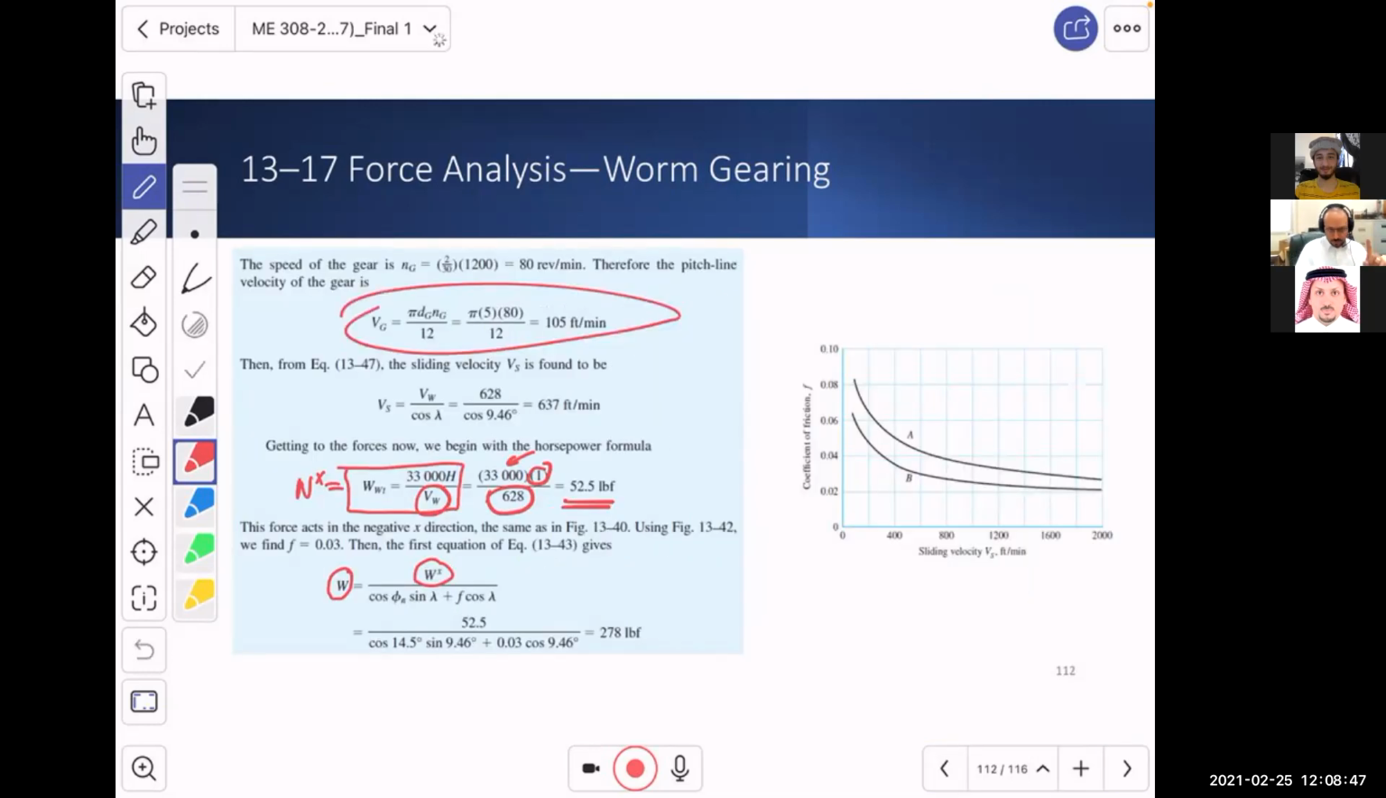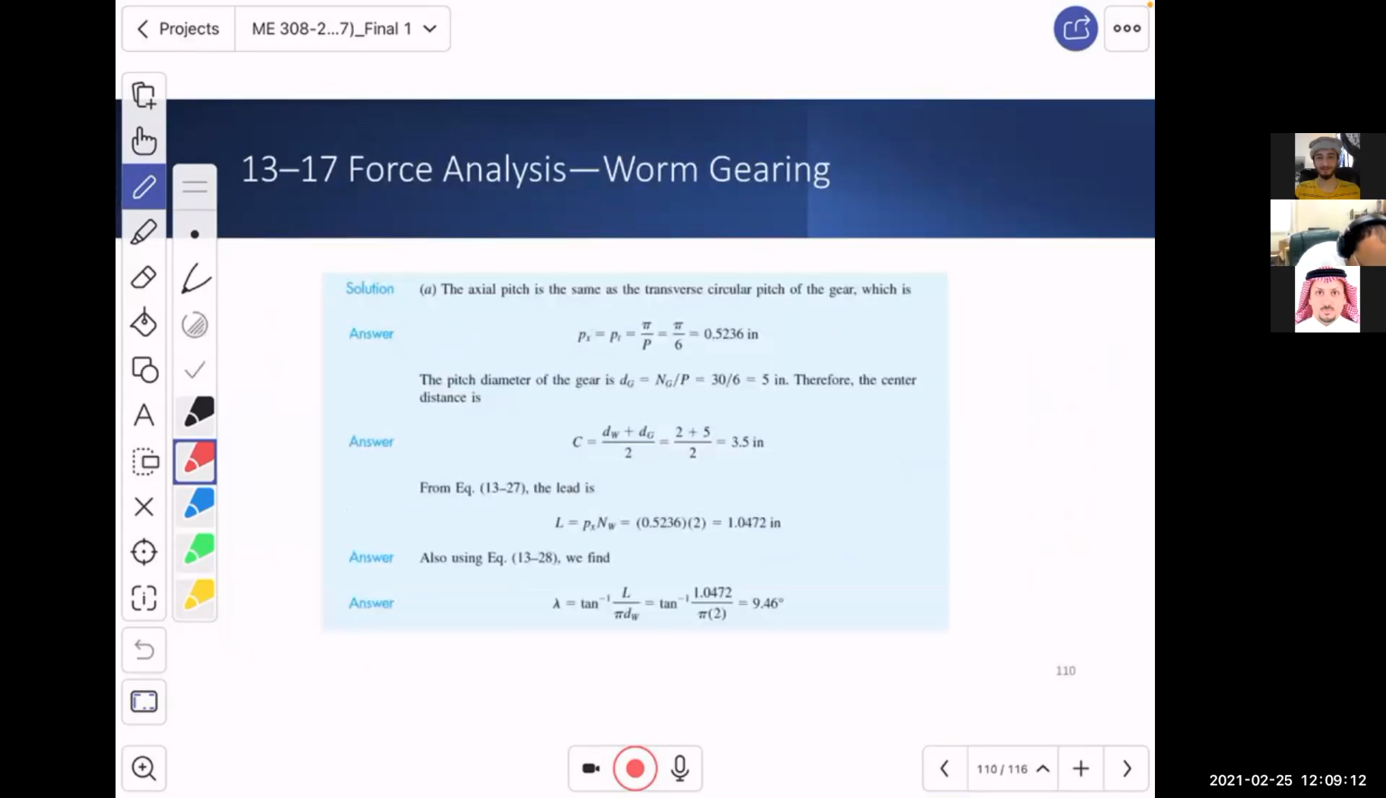So what are we gonna do? You look down, you see that you need phi_n. Phi_n is 14.5. It was given, but we don't know lambda, and we don't know f. So now we are being dragged one by one. Let me show you how we are going to calculate lambda. For calculating lambda, you need to calculate the inverse tangent of the lead divided by dw. We know dw, it is 2. We don't know what the lead is. We want to find the lead.